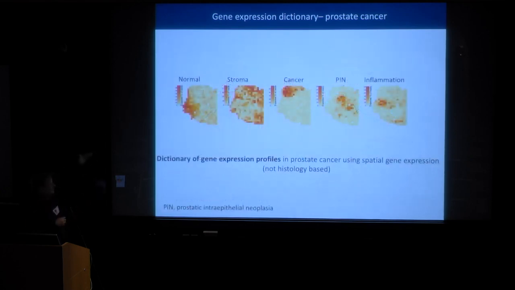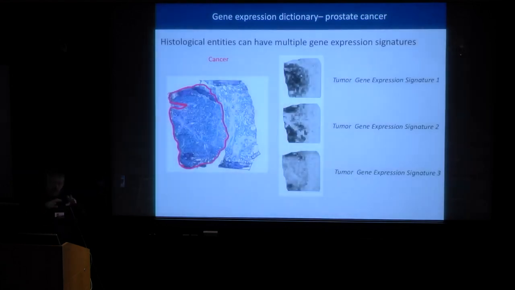Anyway, we are continuing this kind of dictionary building of tumors, so we could have a profile for normal, stromal, cancer and so forth. But the melanoma is actually more complicated. This is a prostate tumor, and this tumor has 3 different signatures, and you could see that these are spatially separated. So we are determining not only one tumor, but also the variants of a tumor by its gene expression.